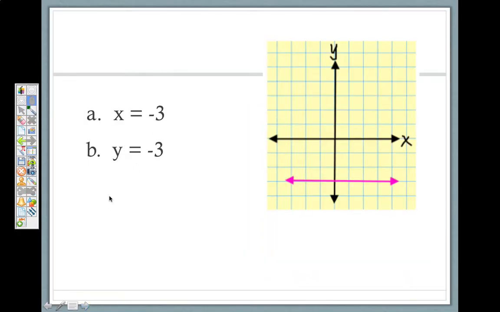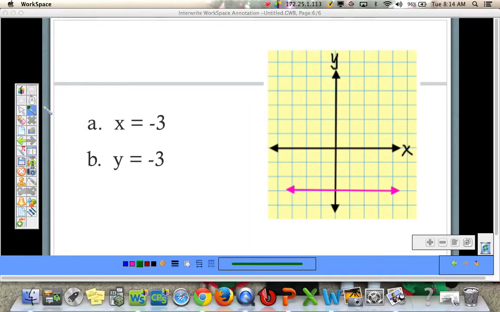What about this one? Okay, you try this one. Again, it is a horizontal line. The y-intercept is negative 3 and the slope is 0. So that is the equation of the line y equals negative 3.